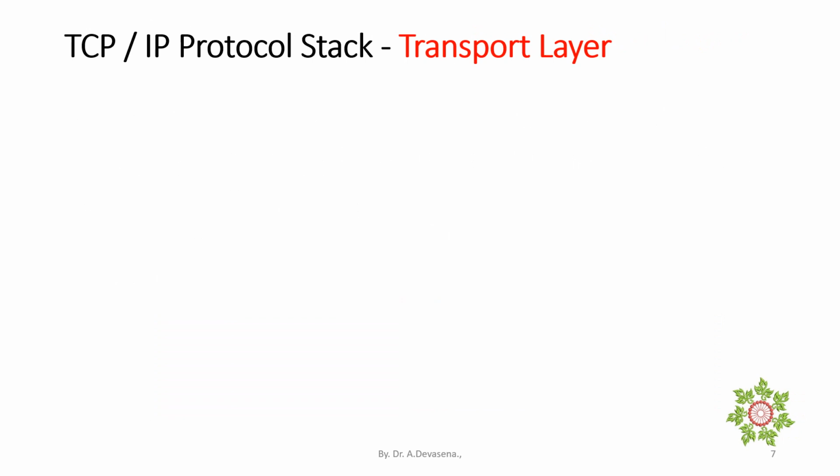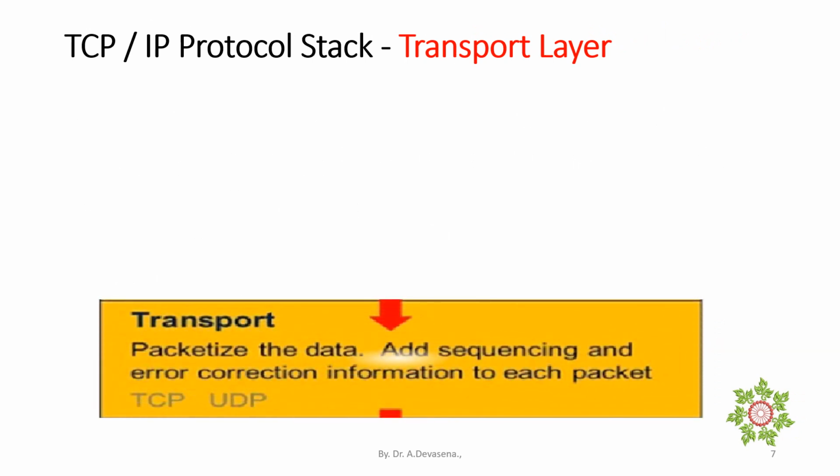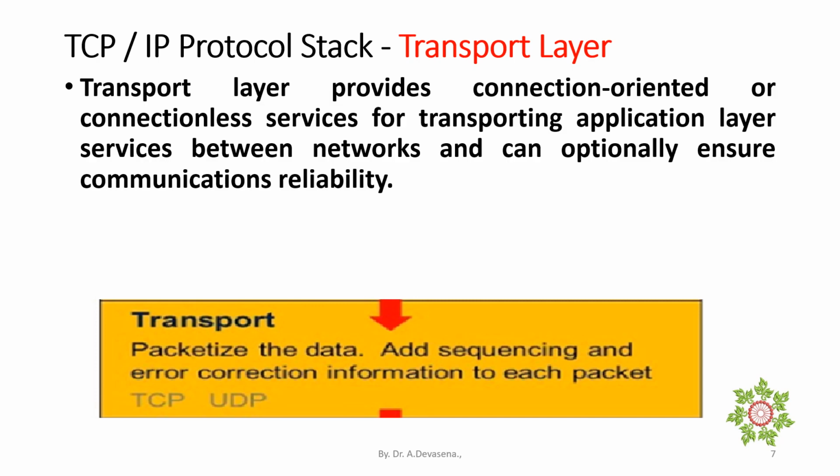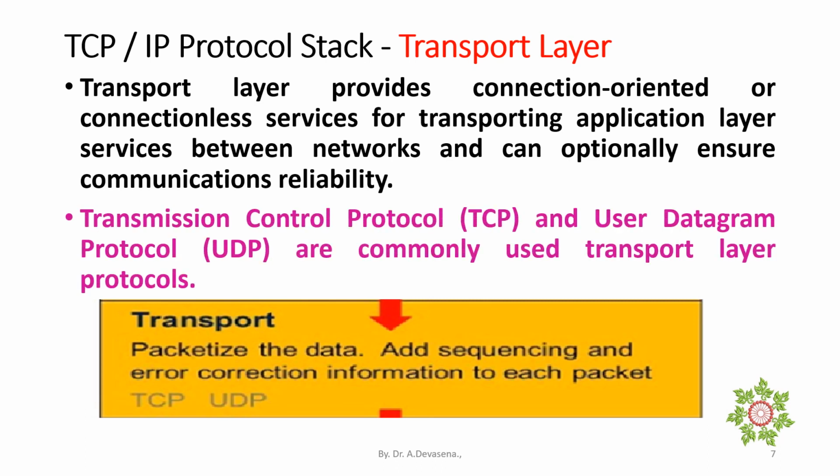Now we see the transport layer. This is the transport layer. The transport layer provides connection-oriented or connectionless services for transporting application layer services between networks and can optionally ensure communications reliability. Transmission Control Protocol, TCP, and User Datagram Protocol, UDP, are commonly used transport layer protocols.